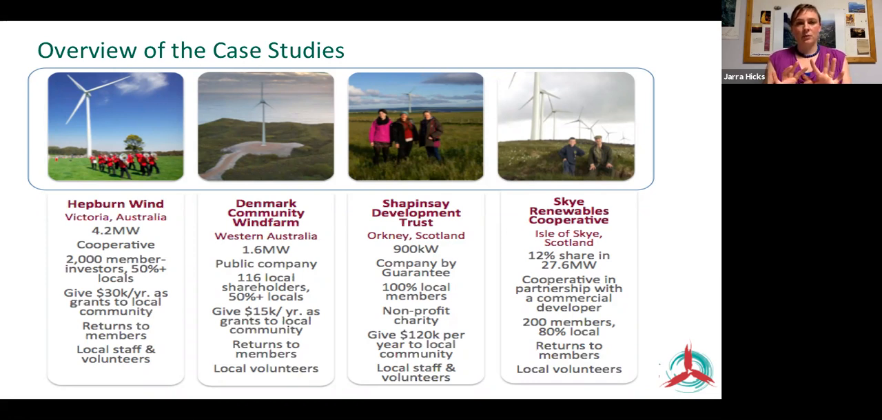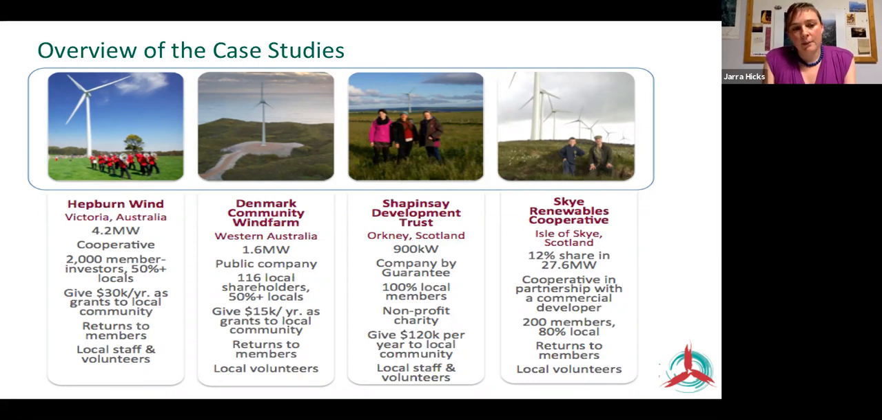So all of these projects, when I did my research, had been up and running for at least a year. So they were selling electricity, generating an income. They'd gone through the feasibility process, they'd gone through the process of figuring out how to finance their projects, and then they were into the operations phase. They were all at least a megawatt: the smallest was 900 kilowatts, and the largest was a 12% share in a 27.6 megawatt wind farm. So they're all quite significant projects. And again, this was helpful in being able to really look at what happens in local communities. What are the outcomes and impacts when you go through this process of setting up a community-owned renewable energy project together? So I'll briefly introduce each of them and then we'll talk through their economic arrangements.